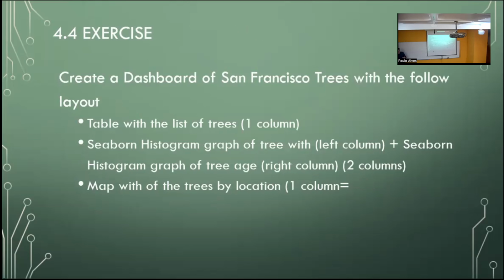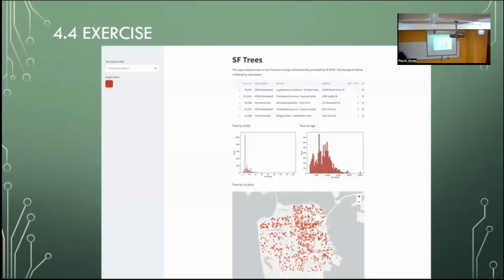Oh, 7 minutes to finish this dashboard. It's very easy. Create a dashboard of San Francisco trees with the following layout. What is the layout? It's this one. So you have the sidebar, and then you have the data table, and you have 2 graphs. Okay, one graph on the left, that is the tree species, and one graph on the right, that is trees by age.